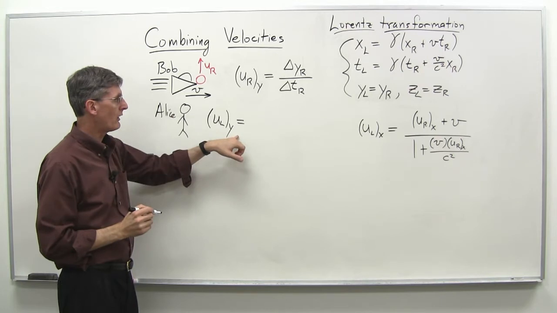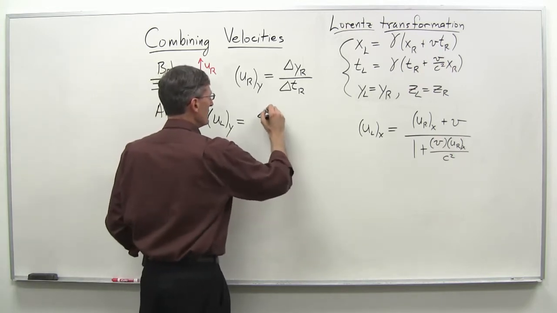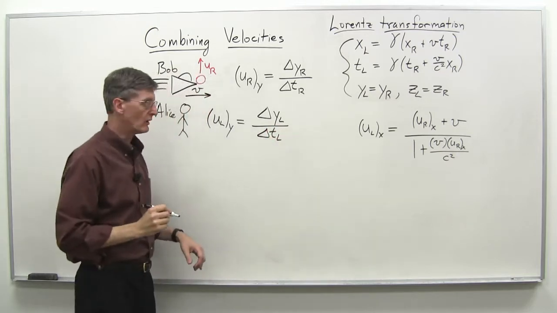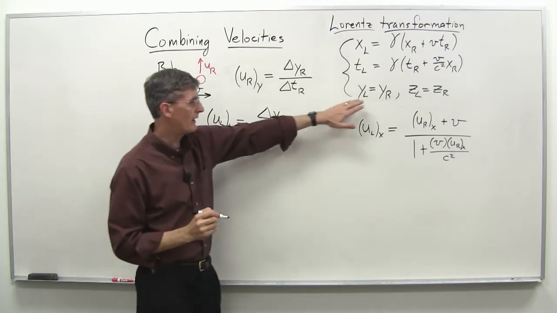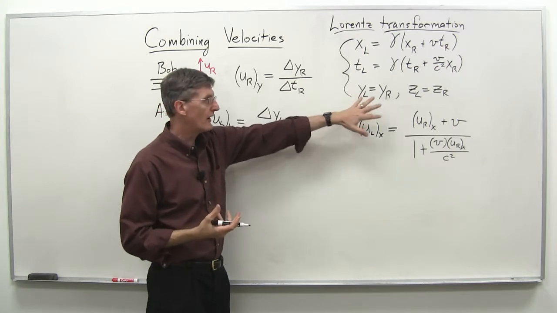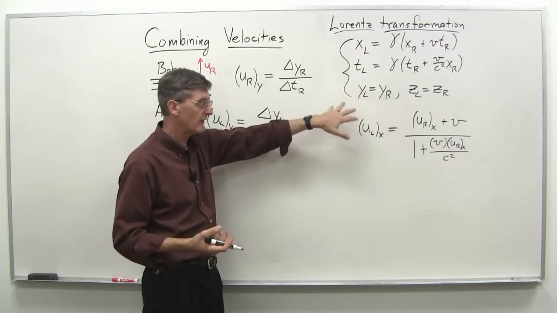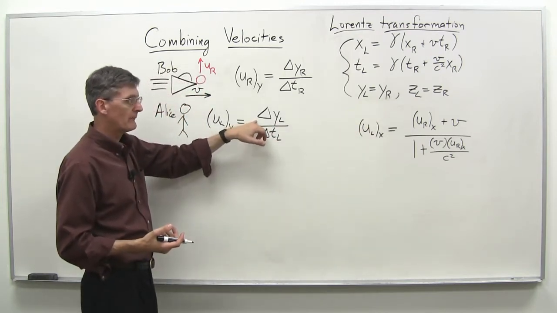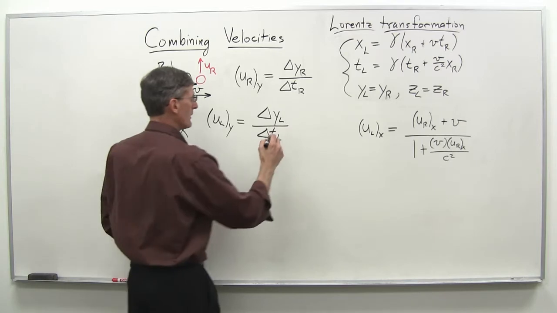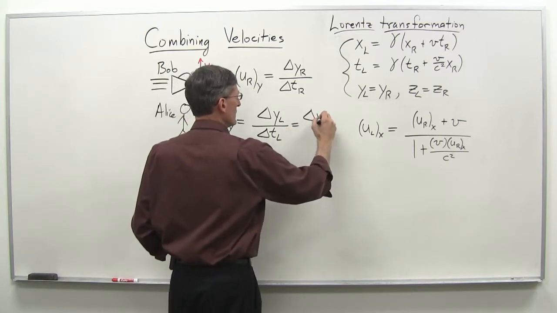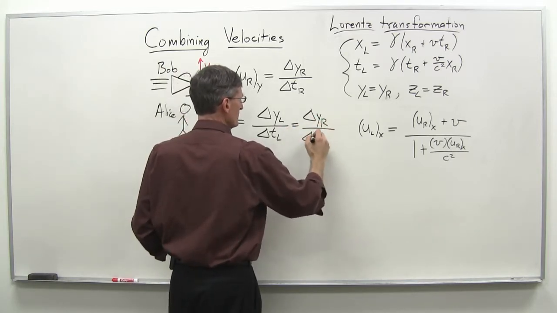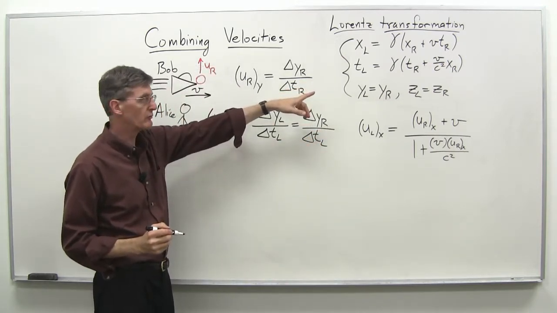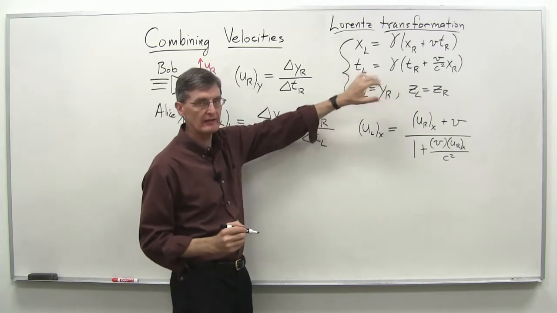So u sub ly here is going to be delta y sub l over delta t sub l, just by definition of the velocity. And this is why, as a reminder, I added the y and z components through a Lorentz transformation. Remember, they don't transform at all. They're the same. So delta y sub l is going to be the same as delta y sub r. So this is going to be delta y sub r over delta t sub l. But that does change, of course, by the equation we used before. Remember, we could use deltas in here to indicate change of quantity.